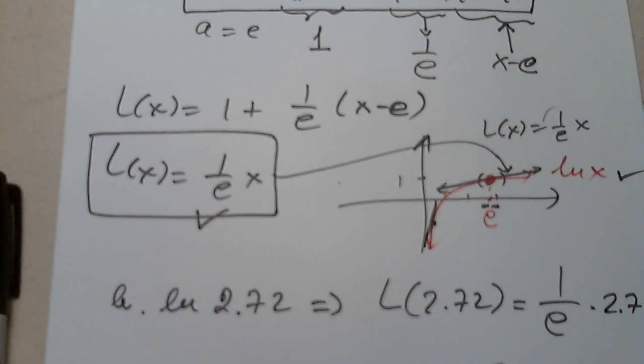So when I determine this approximation, I have 2.72 divided by e. So I get approximately 1.0006.